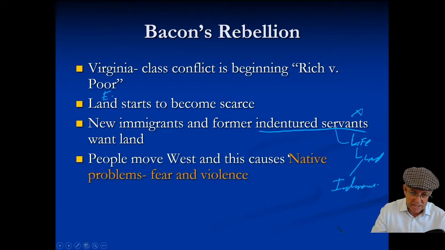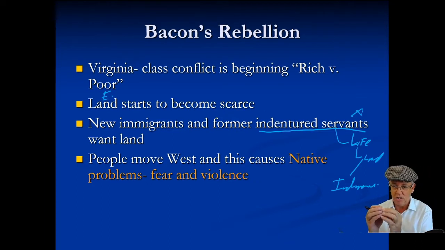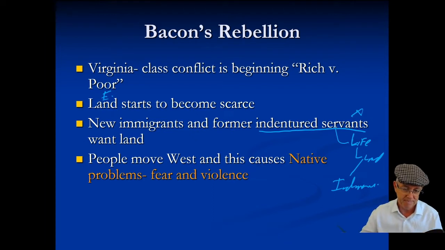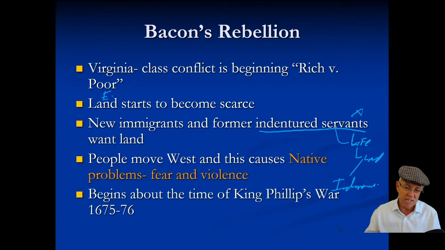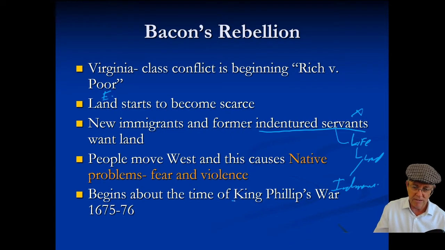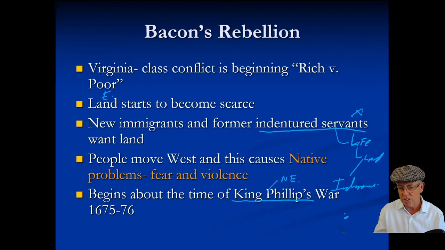People move west, and this causes native problems. Again, when natives and whites come in contact, there's conflict. And it begins right at the time of King Philip's War. Do you remember that? King Philip's War is in New England, and this is down here in Virginia.